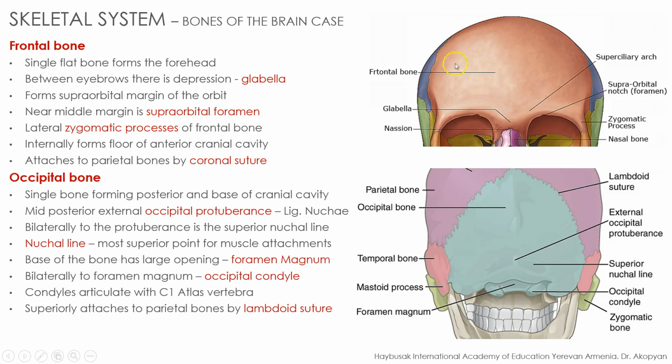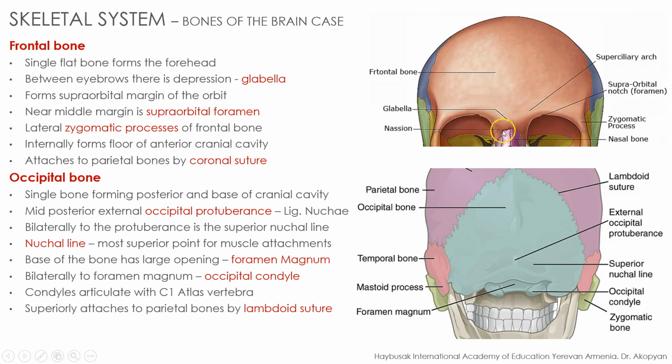Frontal bone. The frontal bone is a single flat bone that forms the forehead. It extends into the hairline and forms an articulation superiorly with the parietal bones via the coronal suture, as we've seen already. A prominent feature is the glabella, a depression in the anterior midline. The frontal bone forms the superior ridges of the orbit and also the roof of the orbits.